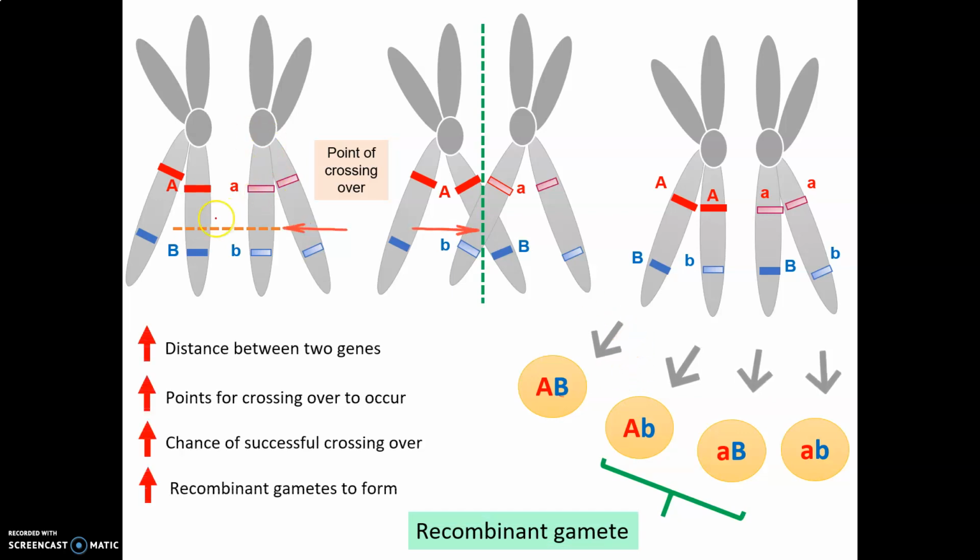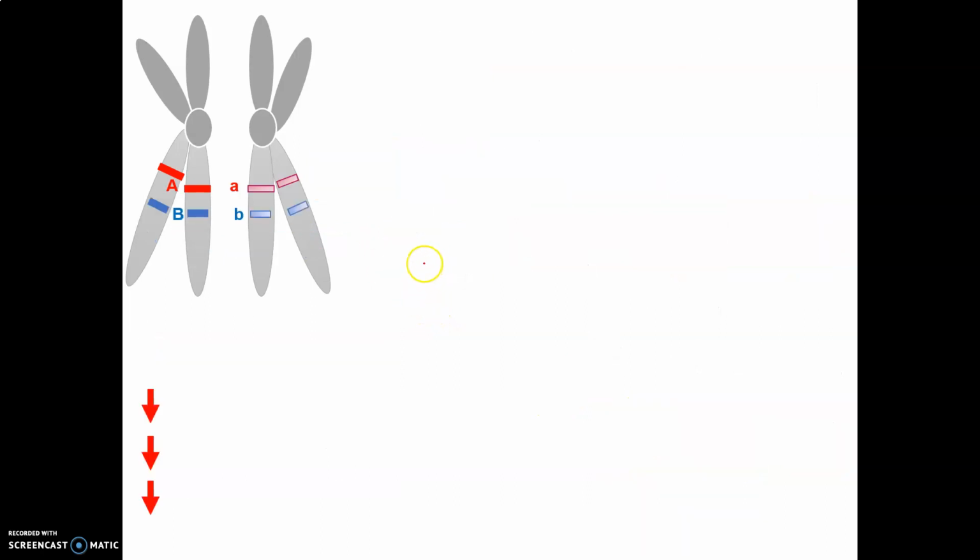Maksudnya sekarang as we can see, the greater the distance between the two genes, there are more points of the crossing over to occur, more chance of successful crossing over untuk berlaku dan menghasilkan recombinant gametes to form, leading to the more formation of recombinant progenies. Progenies yang ada ciri-ciri gabungan antara ibu dan ayah ataupun atuk dan nenek. How about this one? Bila kita katakan the distance between the two genes itu semakin kurang. When the distance between the two genes itu kurang, maksudnya sekarang the points for the crossing over itu untuk berlaku adalah rendah. Okay, tidak banyak.